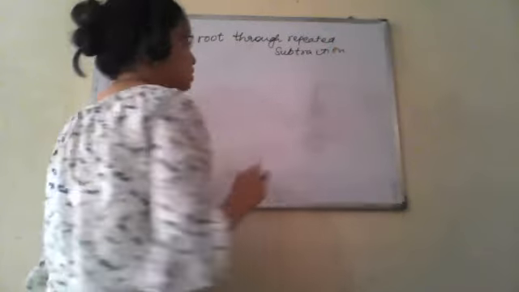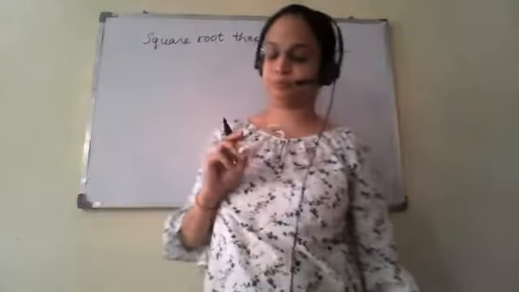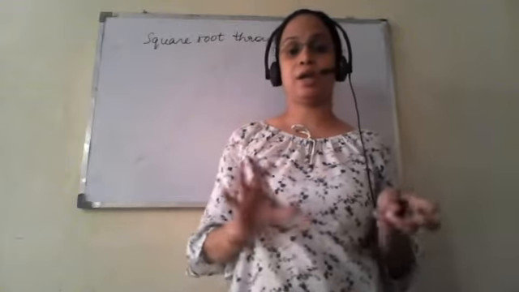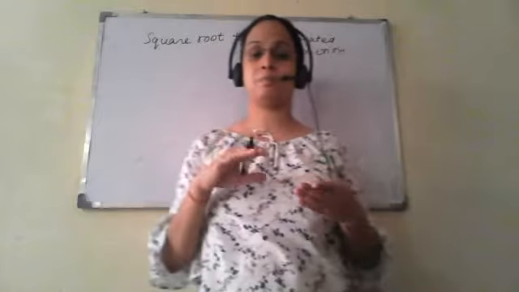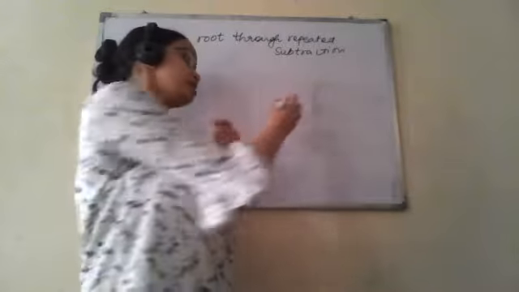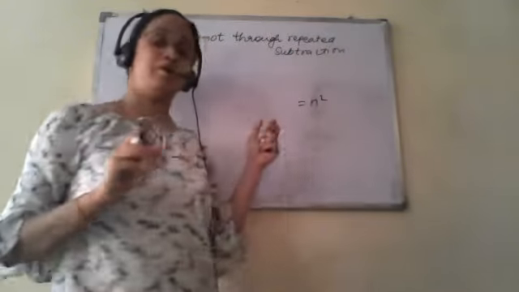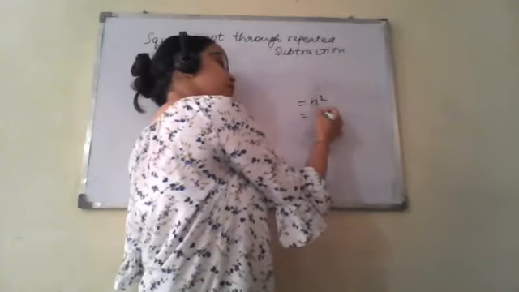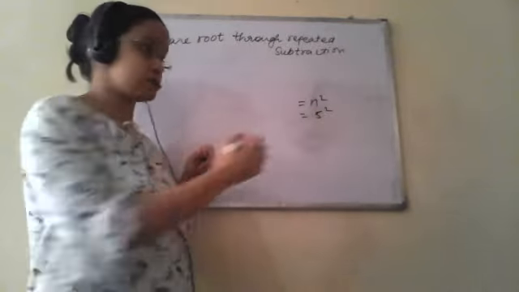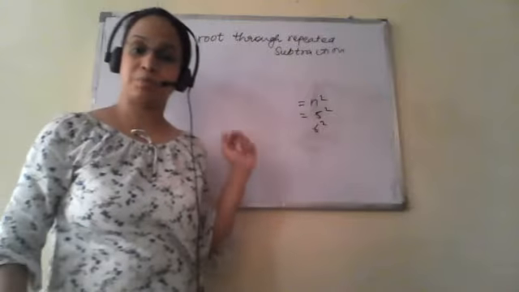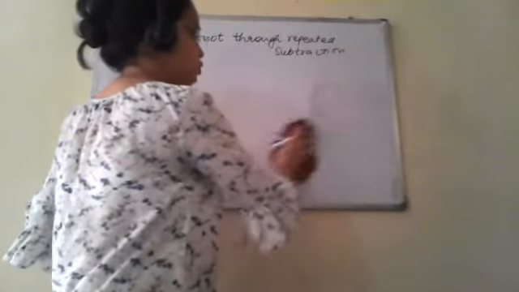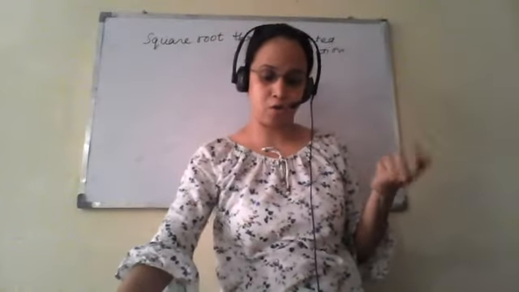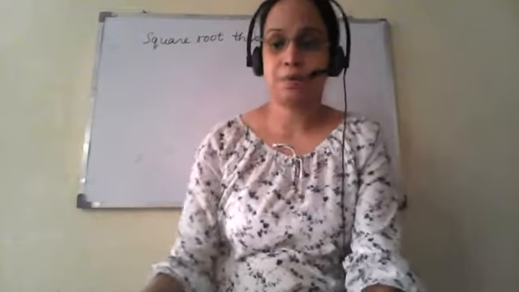What is repeated subtraction? As I have told you, if we take the sum of n successive odd numbers, that is 1 plus 3 plus 5 plus 7 up to n terms, their sum will be equal to n square. So if we take the first 5 odd numbers, their sum will be equal to 5 square. If we take the first 6 odd numbers, their sum will be equal to 6 square. I have explained this in earlier classes. Clear? So we have to find the square root of a particular number through repeated subtraction. Clear?